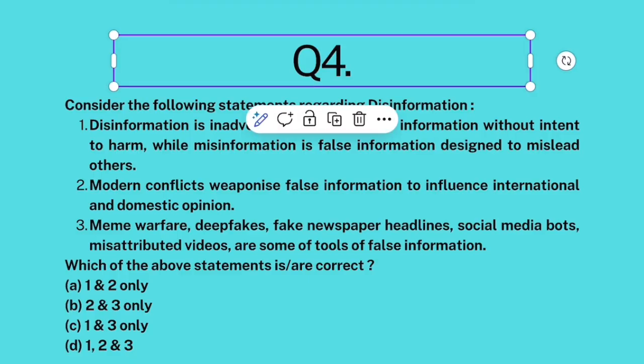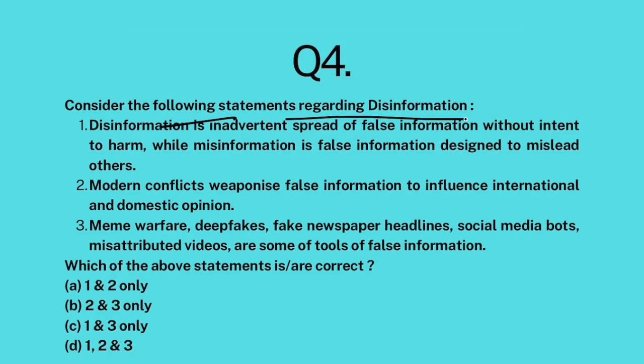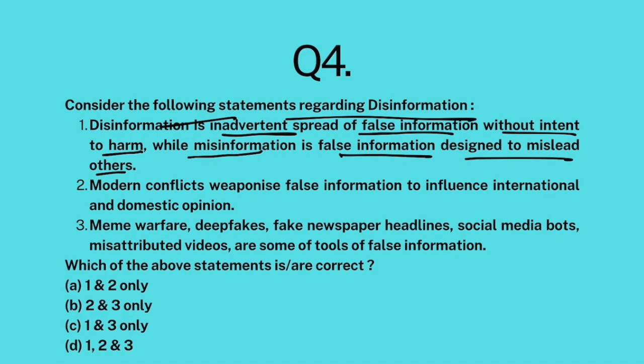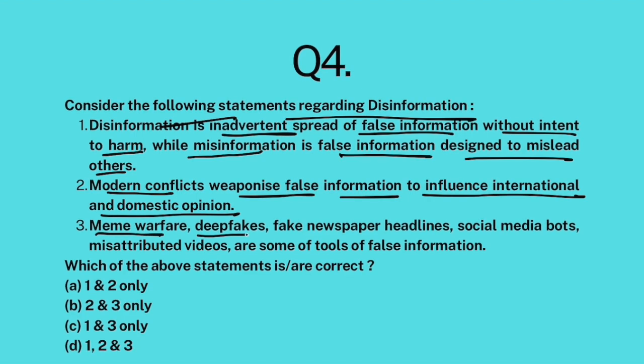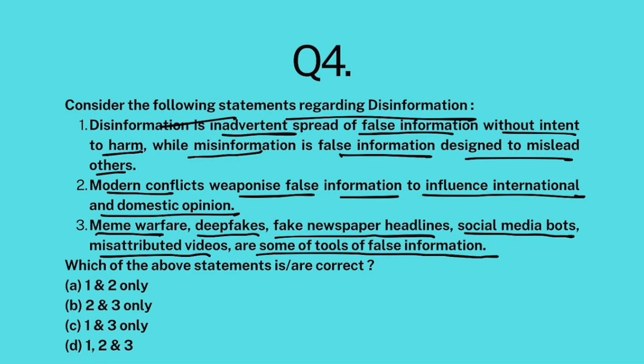Consider the following statements regarding disinformation. Disinformation is inadvertent spread of false information without intent to harm, while misinformation is false information designed to mislead others. Modern conflicts weaponize false information to influence international and domestic opinion. Meme warfare, deep fakes, fake newspaper headlines, social media bots, misattributed videos are some of the tools of false information. Which of the above statements are correct?